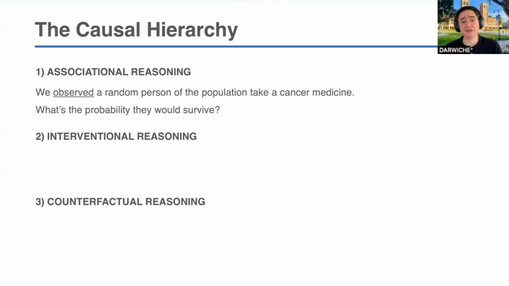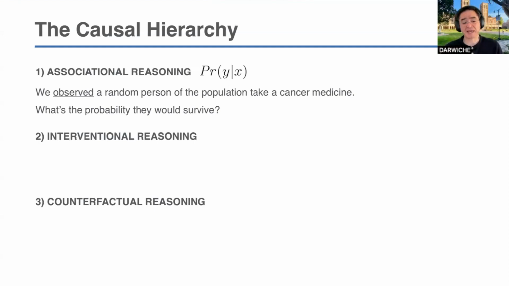The classical or prototypical question for associational reasoning is something like this. We observe a random person of the population take a cancer medicine, and then we ask what's the probability they would survive. So this is how it looks. We're computing the probability of some event given some other event. It's a conditional probability, classical, and has been studied forever.